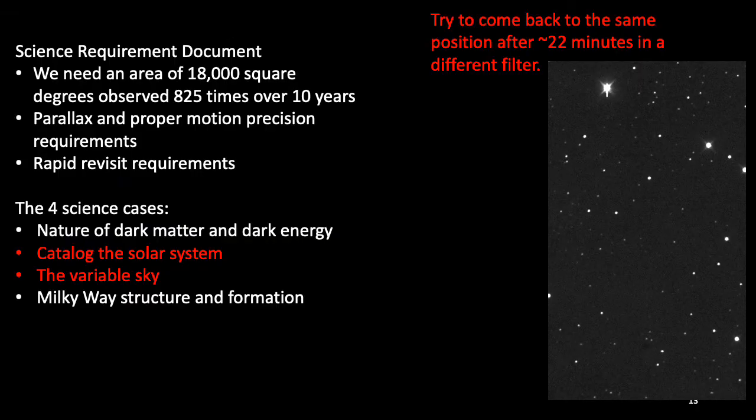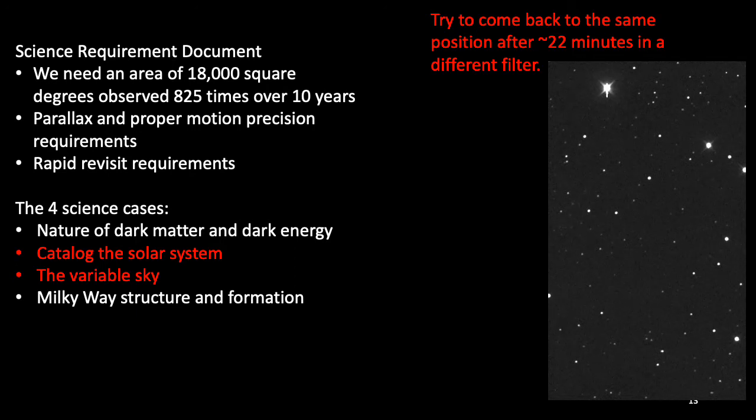All right. Some more motivation is cataloging the solar system and the variable sky. Here's an animated GIF where you can spot a couple of moving objects. Those are solar system objects. So to be able to pick those up, we need observations spaced about 20 minutes apart so we can detect that motion. And for variable objects and transients, we would also like color information when those appear.